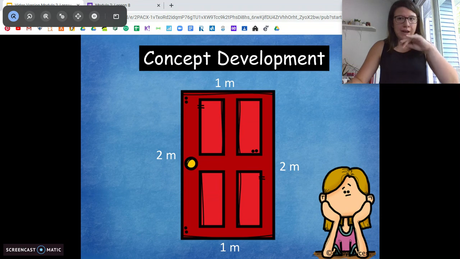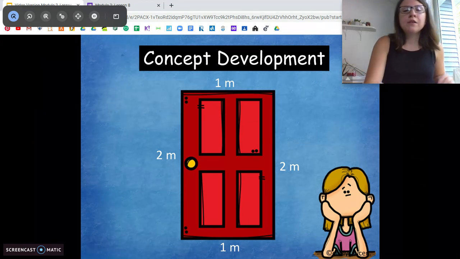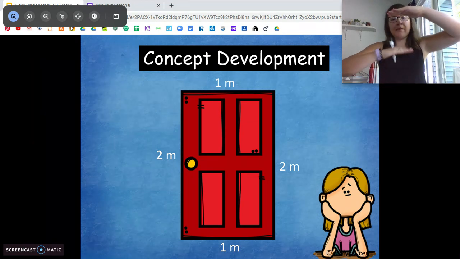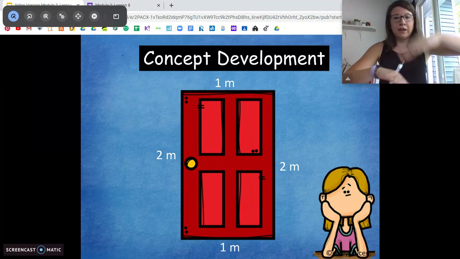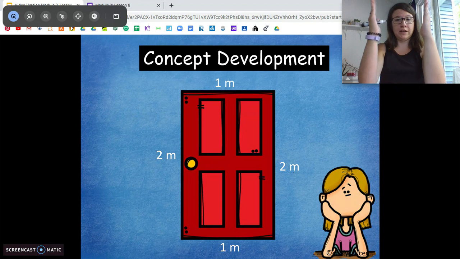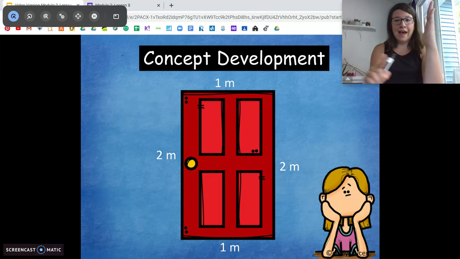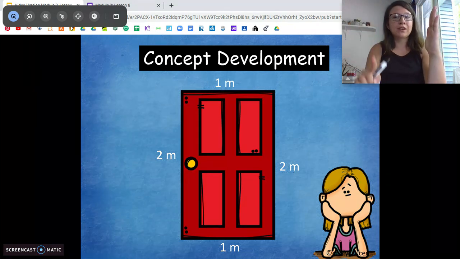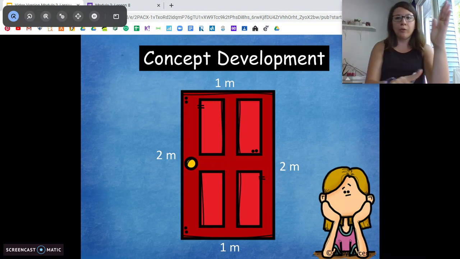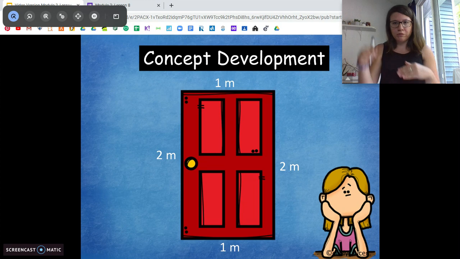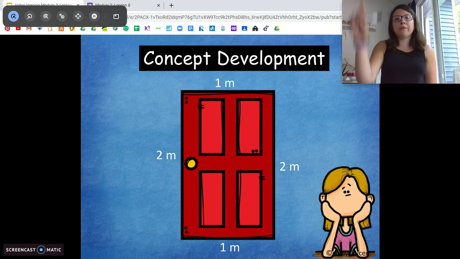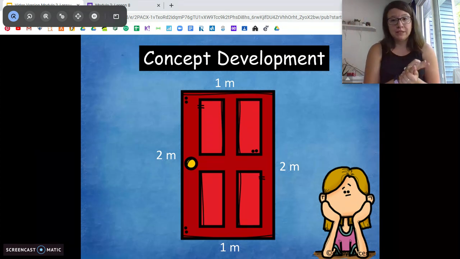All right, did you figure it out? Let's talk about it. So I'm seeing the top and the bottom are both 1 meter. So I know I have 1 meter and 1 meter, and then I have 2 meters here and 2 meters here. I'm going to add all of those numbers together because I want the ribbon to go all the way around. I don't want the ribbon to just go partway, I want it to go all the way around. So I'm going to add all of those measurements together.